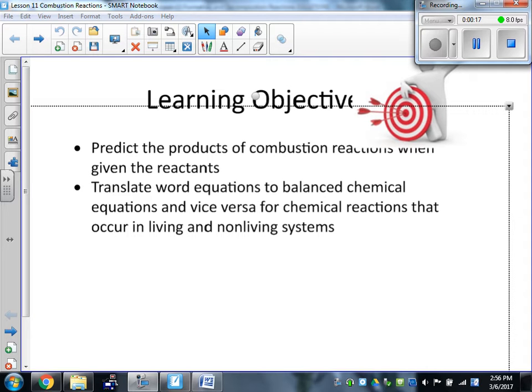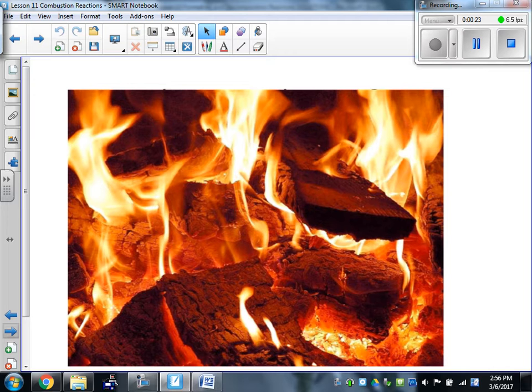Today we're going to talk about combustion reactions when you're given the reactants, and we need to translate word equations to balanced chemical equations and vice versa. So here we go. Combustion reactions, of course, are most of the time going to be molecular compounds, and they're going to be very flammable.